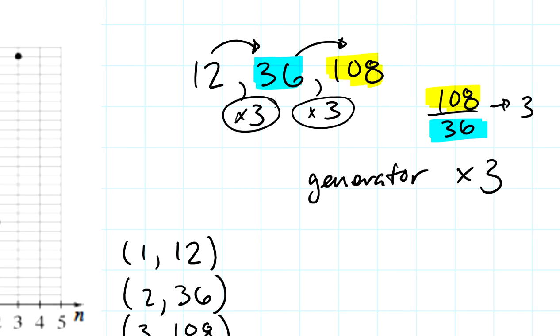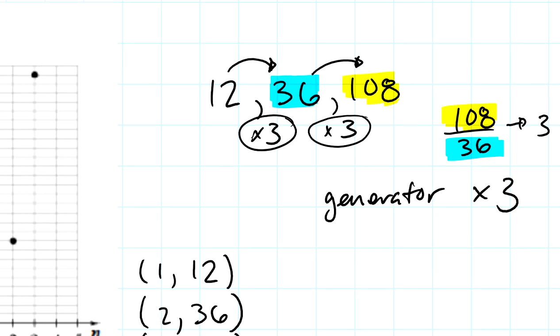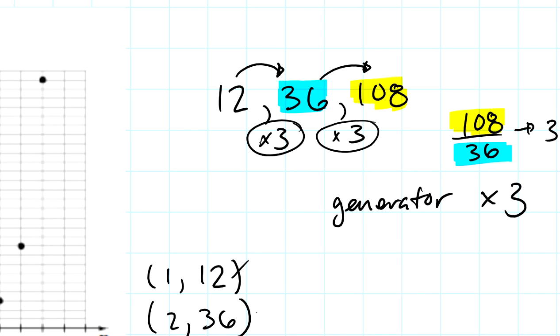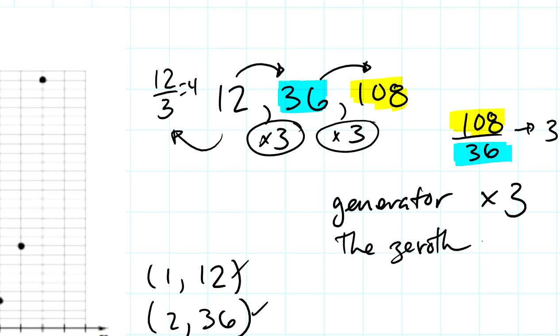And the 0th term, that's interesting. So if the first term is 12, the term before that, if I'm multiplying by 3 to move forward, then to go back to the 0th term, that would be 12 divided by 3, which is nice. It's just the number 4. So the 0th term, which I don't even think is a word, is 4.